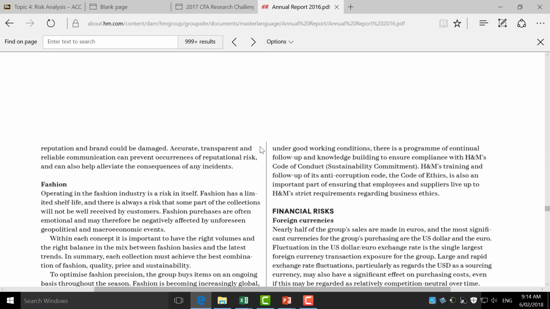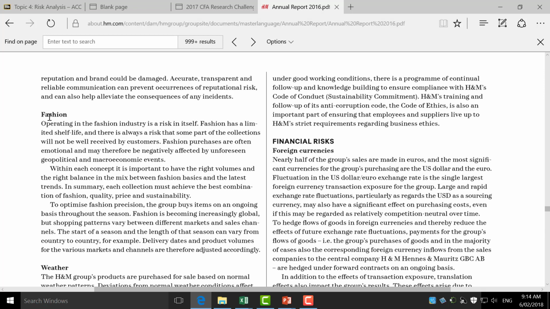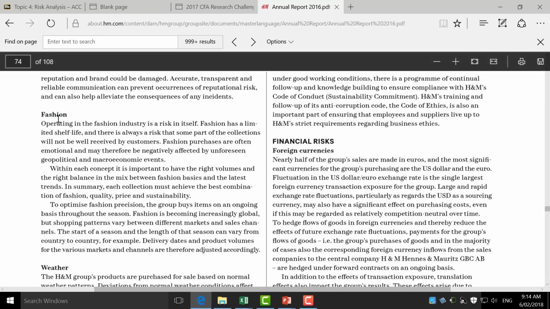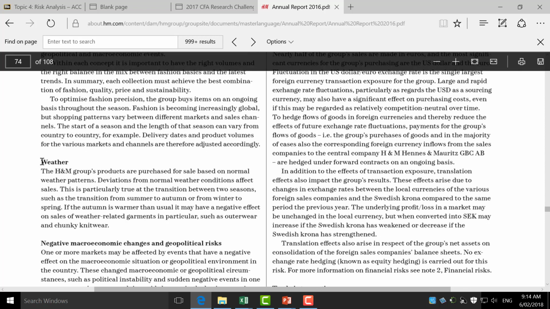If you go down, you'll see, for example, they have something called fashion risk. That is basically the idea that everything they do is about predicting trends. If they are bad at predicting trends, they have a lot of stock that they can't sell. Even if we look down here, there's something called weather risk.